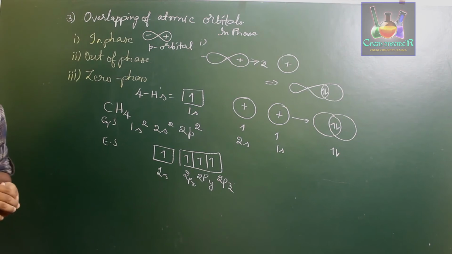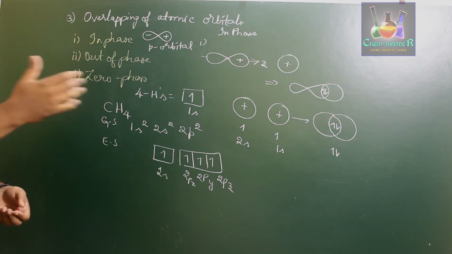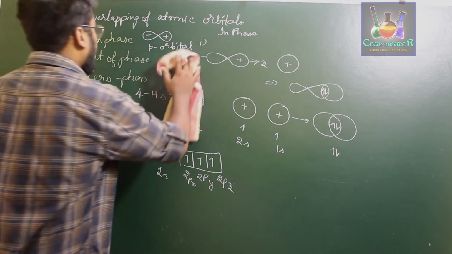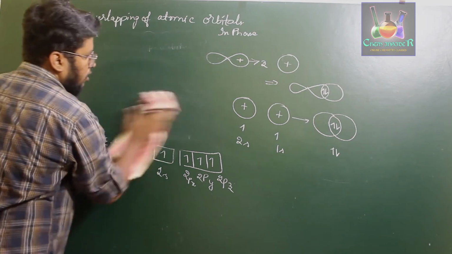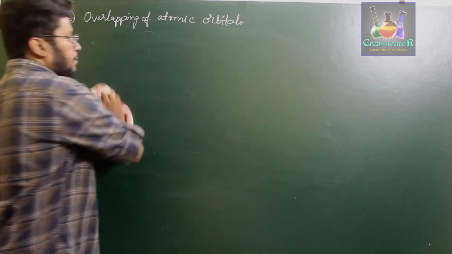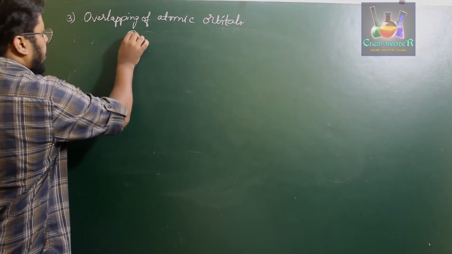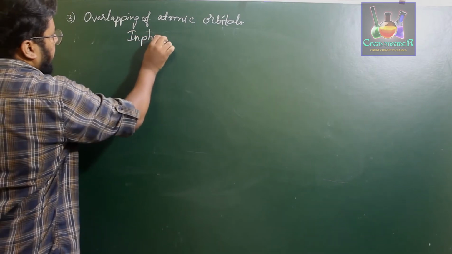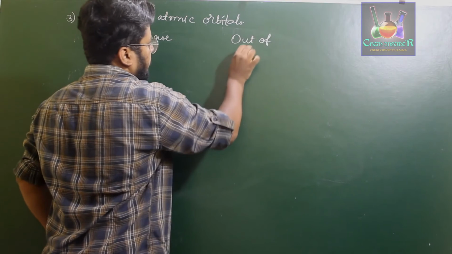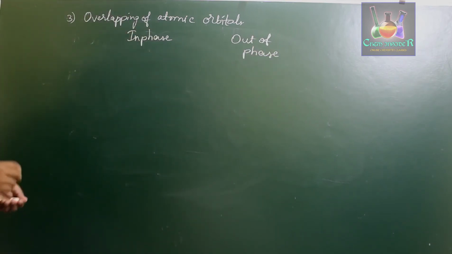What we are going to do over here is clearly write down the in-phase overlapping and out-of-phase overlapping for s orbital overlapping and p orbital overlapping. So what happens when those two are interacting with one another and forming an overlapping structure? On the left-hand side I am going to take the in-phase overlapping and here the out-of-phase overlapping. We'll discuss the zero phase later. First we'll write down the in-phase and out-of-phase overlapping.